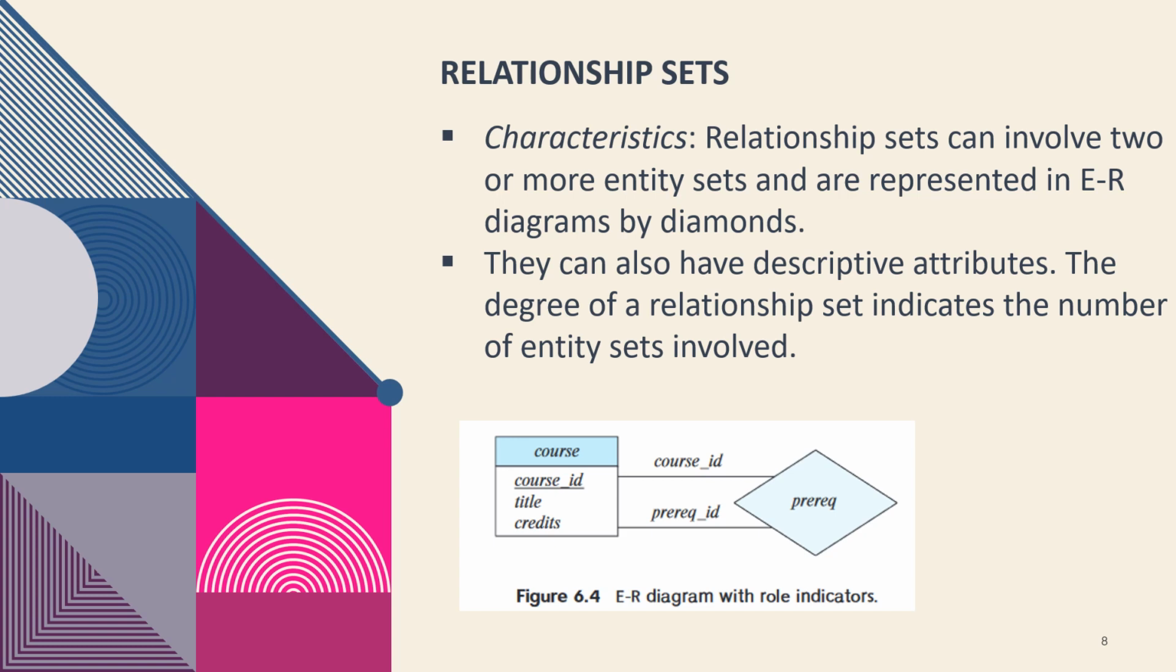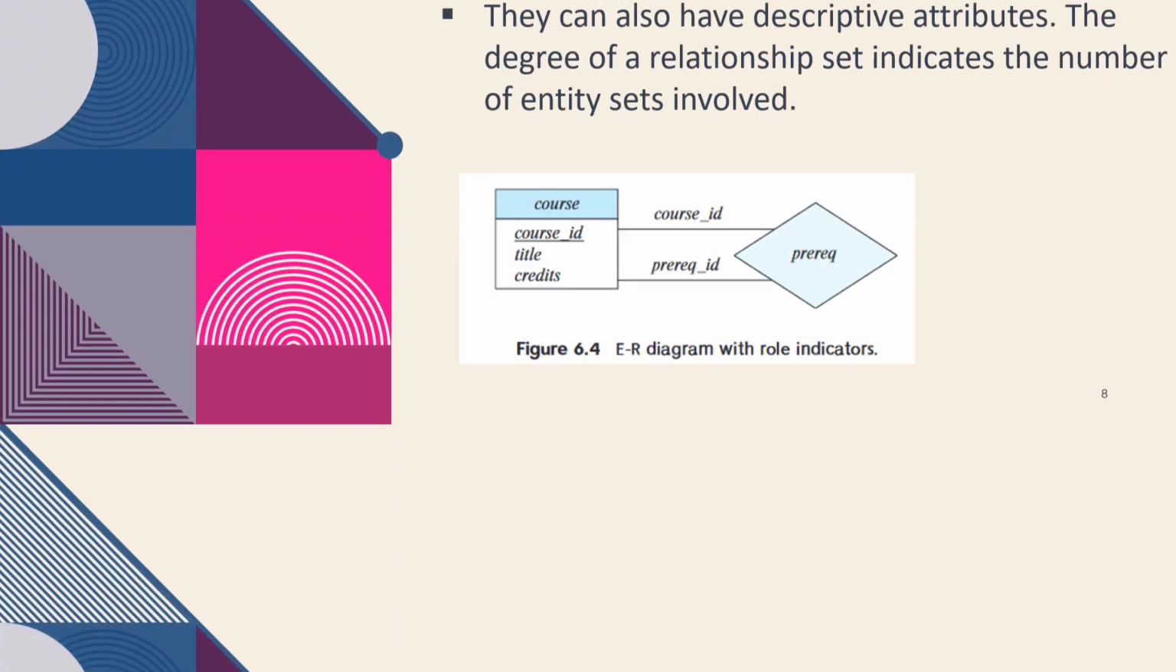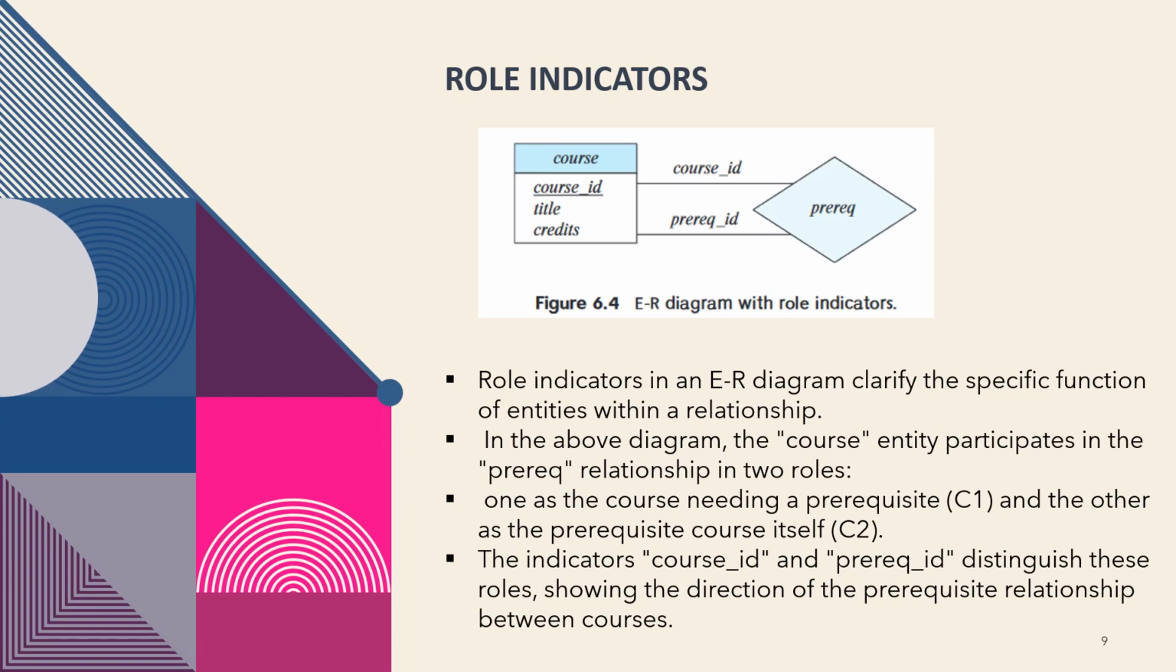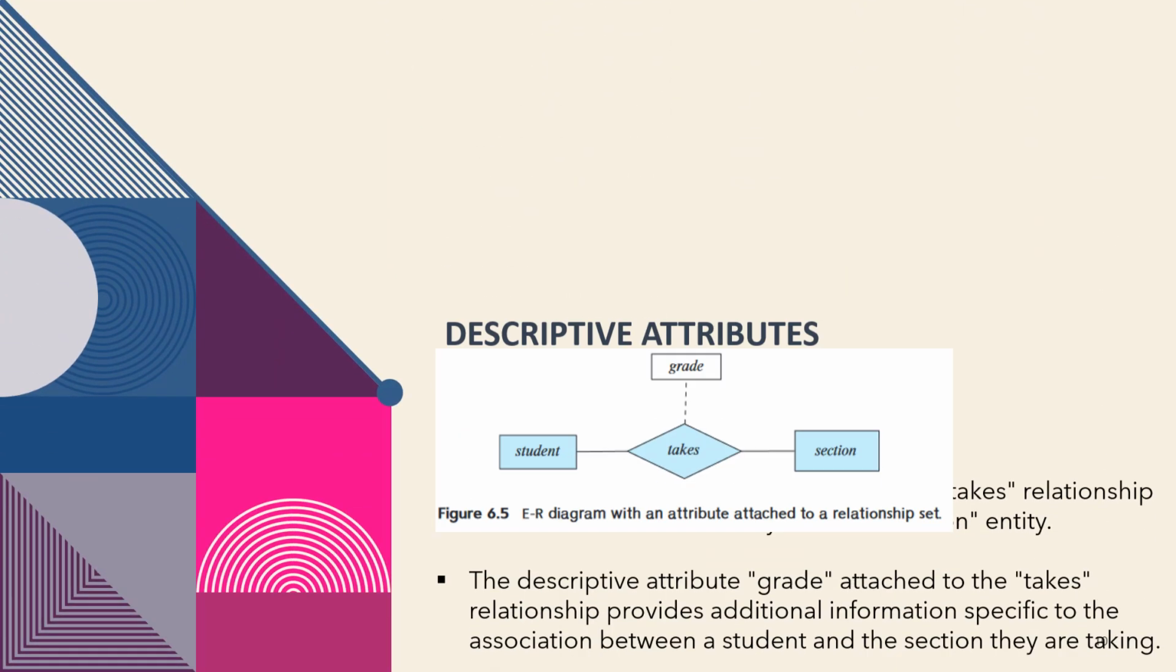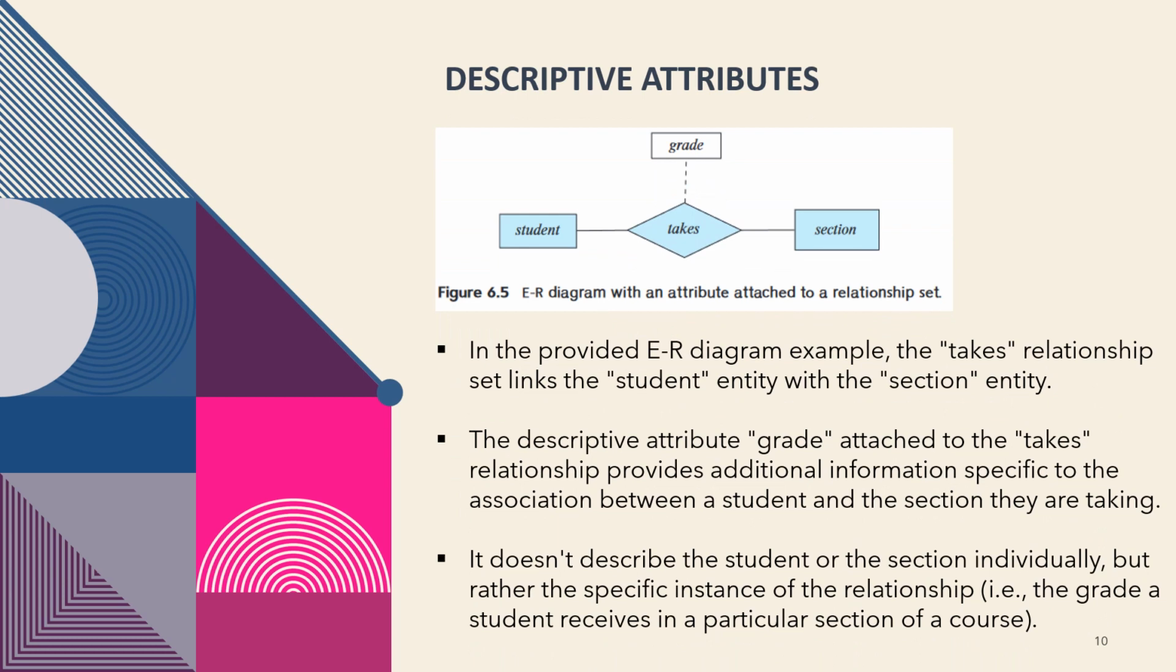For example, in a university database, a course might require a prerequisite, and it can also serve as a prerequisite for another course. Role indicators like course_id and prereq_id mark these different capacities, helping to maintain clarity within the database structure. Lastly, we have descriptive attributes, which are attached to relationship sets rather than individual entities.